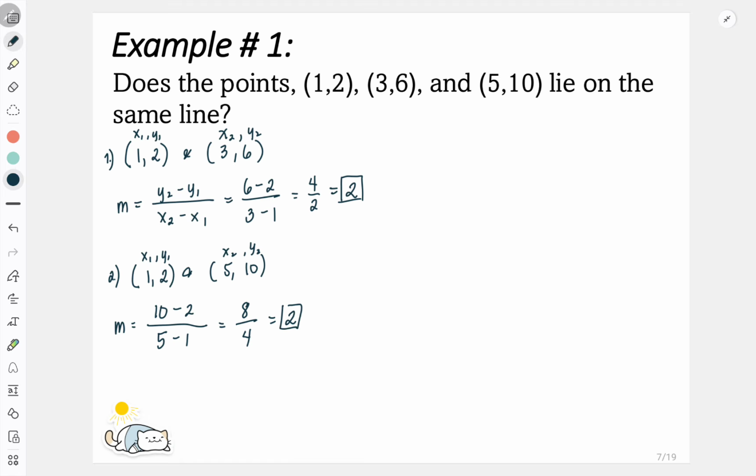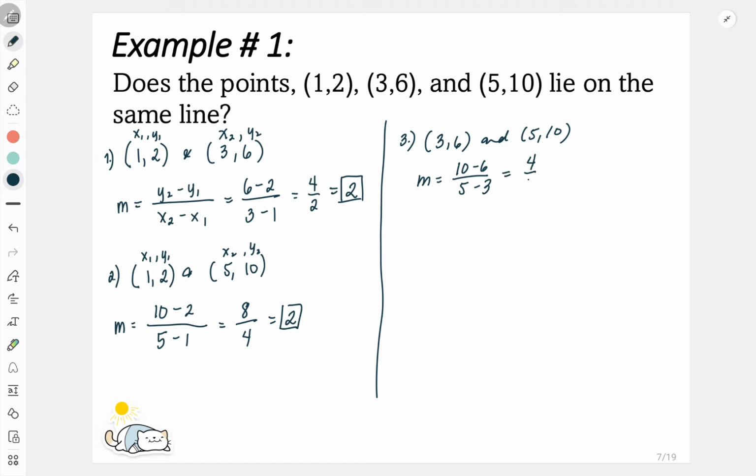As I've mentioned, since we've already got two pairs and they have the same slope, technically the third one will still have the slope equal to 2. But to be sure, you can get the slope of the last pair, which is (3, 6) and (5, 10). So the slope is simply equal to 10 minus 6 over 5 minus 3, so that is equal to 4 over 2, equals 2.